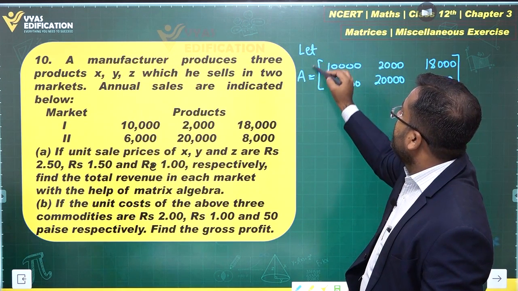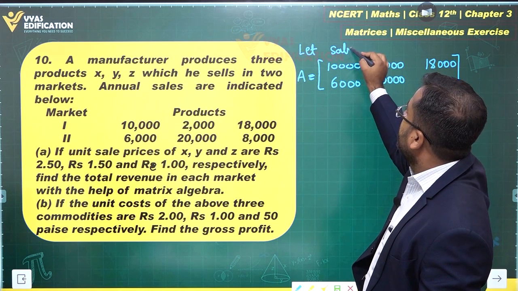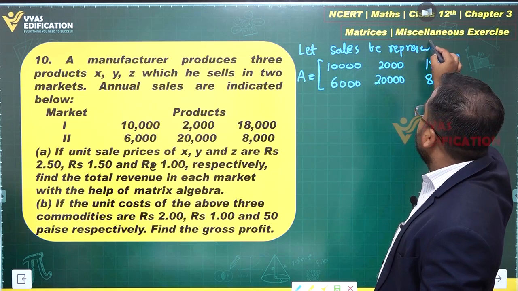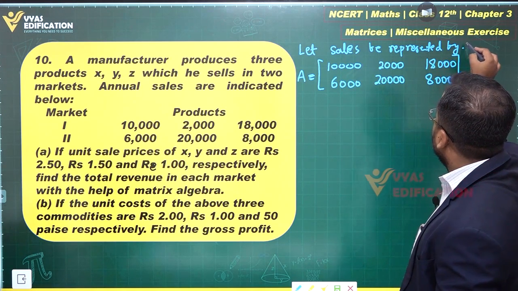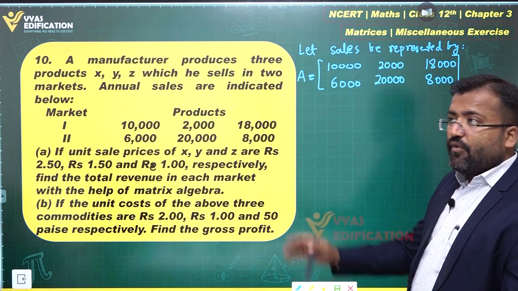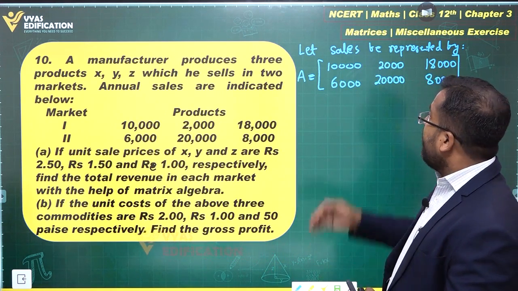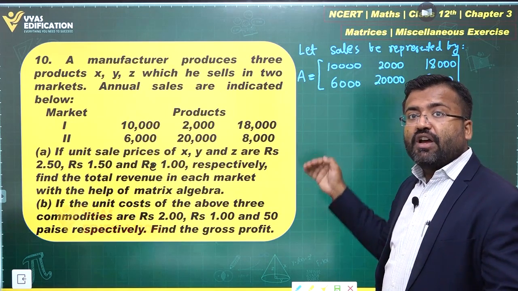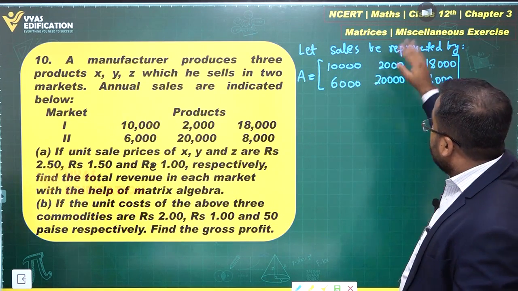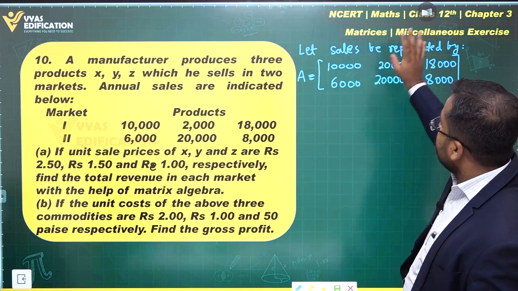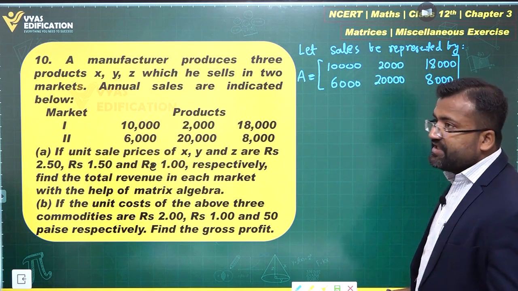Let sales be represented by A equals this, where rows represent the markets, market 1 and market 2. We could have had another market, market 3, market 4, market 5, and the columns represent the product types X, Y, and Z. This is product X, product Y, product Z. This is a sales matrix.